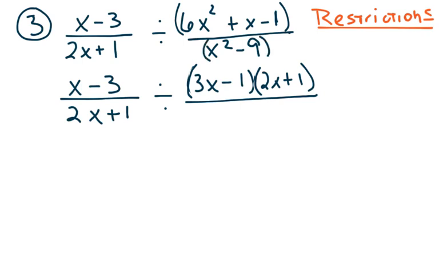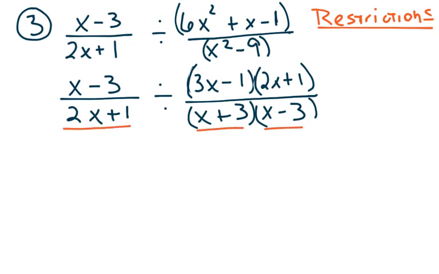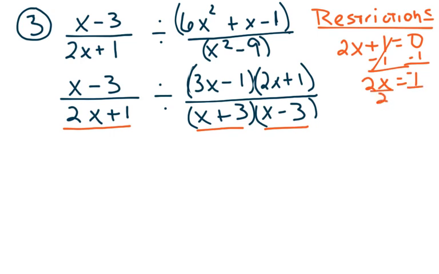And then the x squared minus 9, that's a special case, so I know I've got x and x, plus and minus 3 times 3 is 9. Okay, now we're going to look at our restrictions. I've got a 2x plus 1, an x plus 3, and an x minus 3. So 2x plus 1 equals 0. We're going to solve. We get x equals negative 1/2, which means x cannot equal negative 1/2.